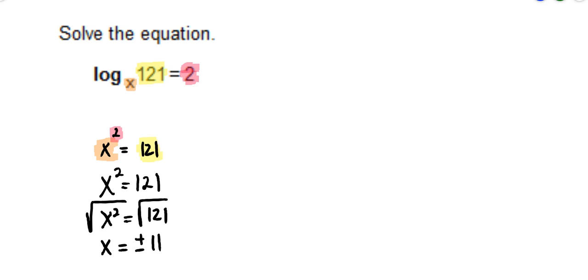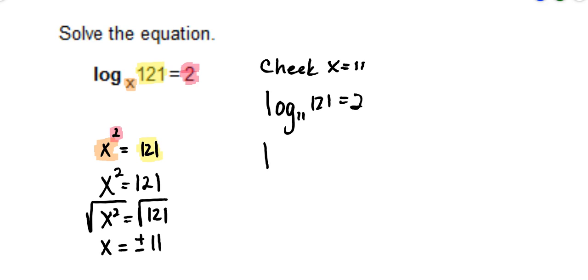Then when I look back at my original with log equations, you should always check your work. So I'm going to check to see if 11 makes sense for this equation. Log base 11 of 121 equals 2, and that does make sense. Then I'm going to check x equals negative 11. That would give me log base negative 11 of 121 equals 2, and this is something that doesn't make sense.